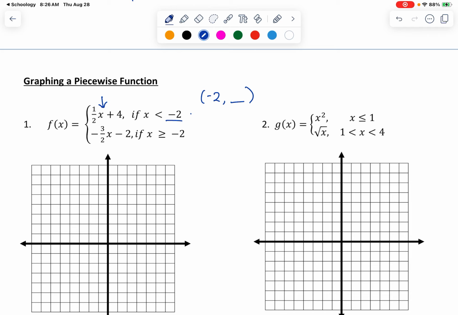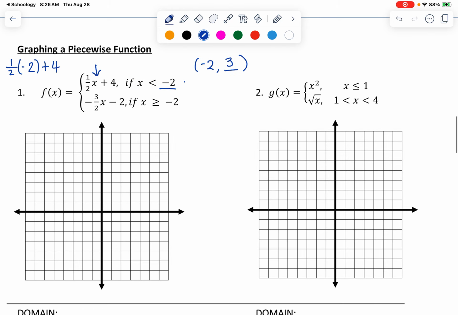So I have 1/2 times -2. I'll write down the first couple of times what I'm doing, but I'm just going to say the math out loud and do it mentally. So 1/2 times -2 is -1 plus 4 is 3. So I know that there's an open point at -2, 3. I'm going to make my open point right there.